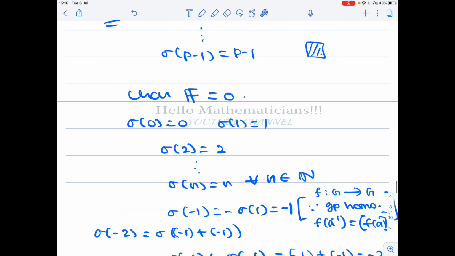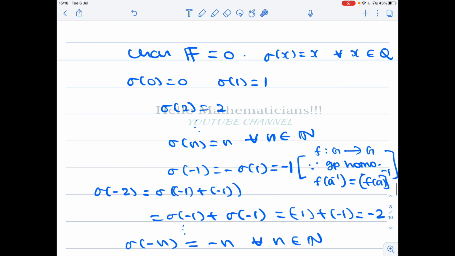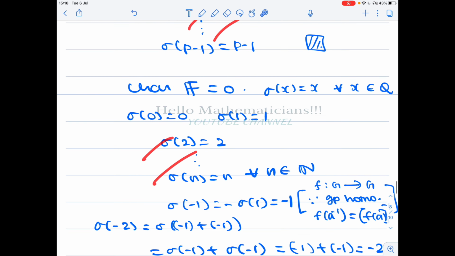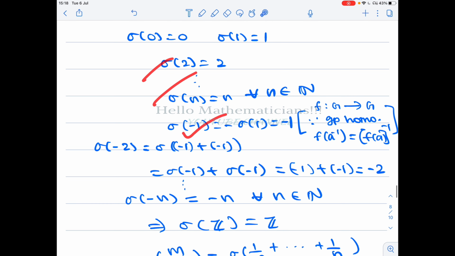So now if characteristic of F equals 0, we claim that sigma of x equals x for all x belonging to Q, because now the prime subfield is Q. First we prove that all the integers are fixed by the arbitrary automorphism sigma. Then we will prove that the fractions are also fixed. So 0 is fixed, 1 is fixed, 2 is fixed, all the positive integers are fixed. The argument is the same. Now negative numbers are also fixed.